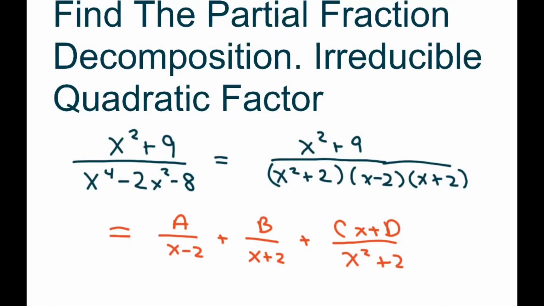Hi everyone, we're going to find the partial fraction decomposition of this problem. It has an irreducible quadratic factor. I went ahead and factored this as x squared plus 2 times x squared minus 4, and then I factored it even further. So basically we're going to set the problem up as two linear factors and then our irreducible quadratic factor. If it's an irreducible quadratic, we need a linear term on top so we have a proper rational fraction.